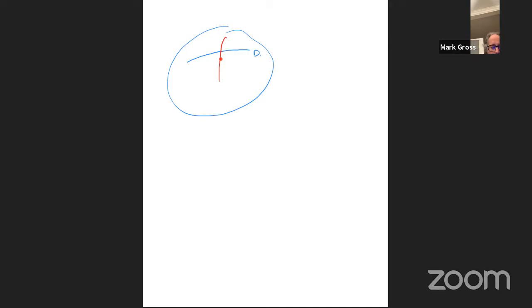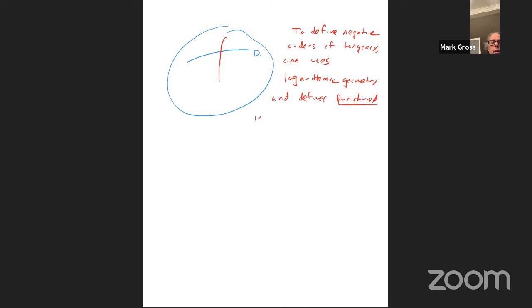So in order to encode these negative orders of tangency, one actually has to do something quite subtle and to define negative orders of tangency, one uses logarithmic geometry, which would be an entirely different talk, and defines something we call punctured invariants. And this is joint work with Dan Abramovich, Chen, myself, and Siebert. So this is quite a long story.